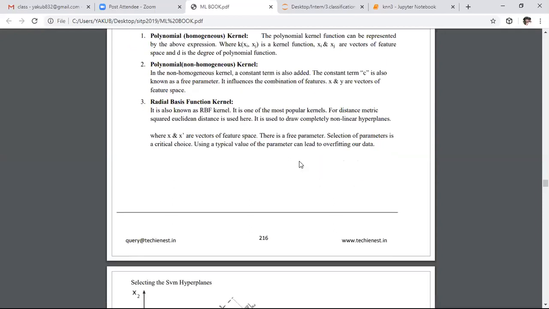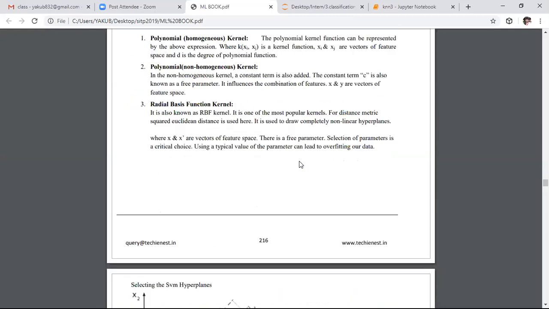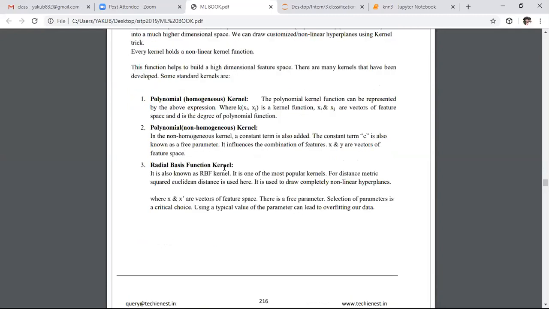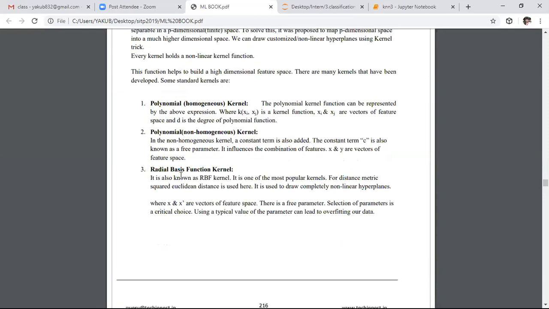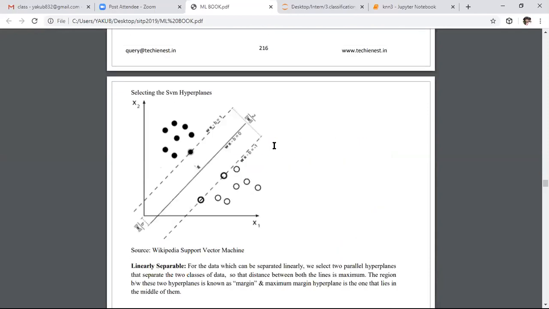After that we have the polynomial kernel as well as the radial basis function kernel. It is a very important kernel. Among all the kernels, the default kernel is the RBF kernel. For the polynomial, we have the homogeneous kernel as well as the non-homogeneous kernel also. So here it is the clear picture.